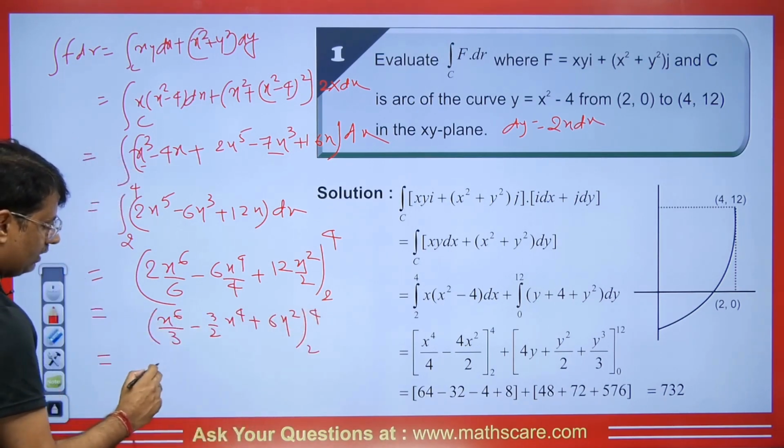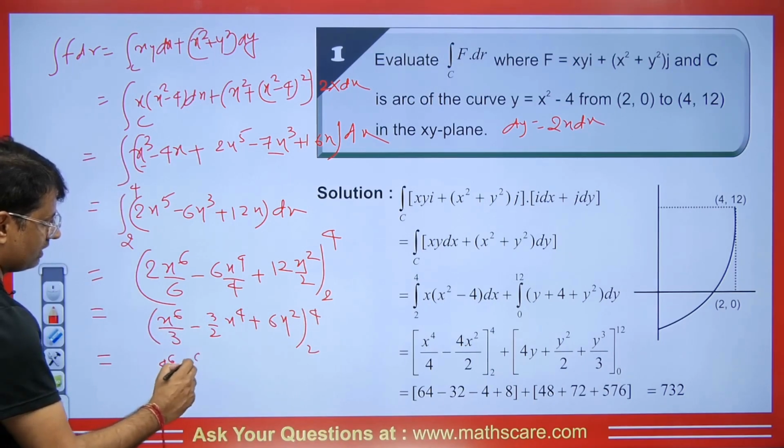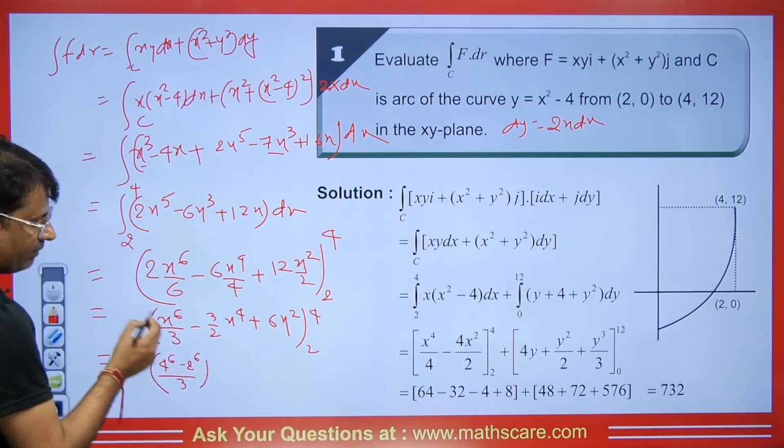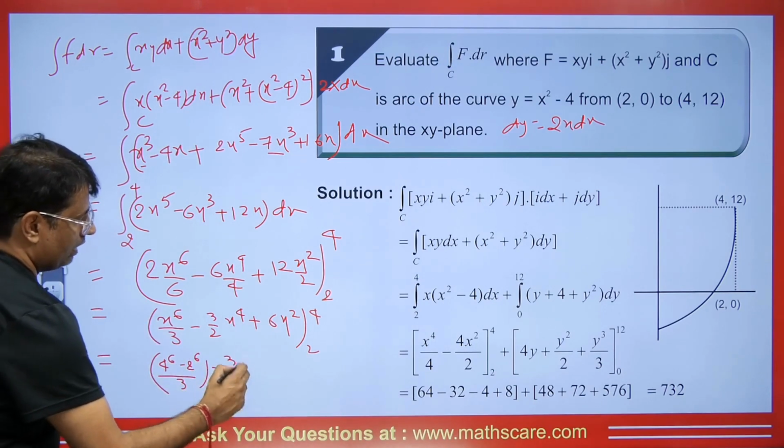We will solve this now. This will be 4 to the power 6 minus 2 to the power 6 upon 3, right? We applied upper limit minus lower limit in this, then minus 3 by 2. What will we get?